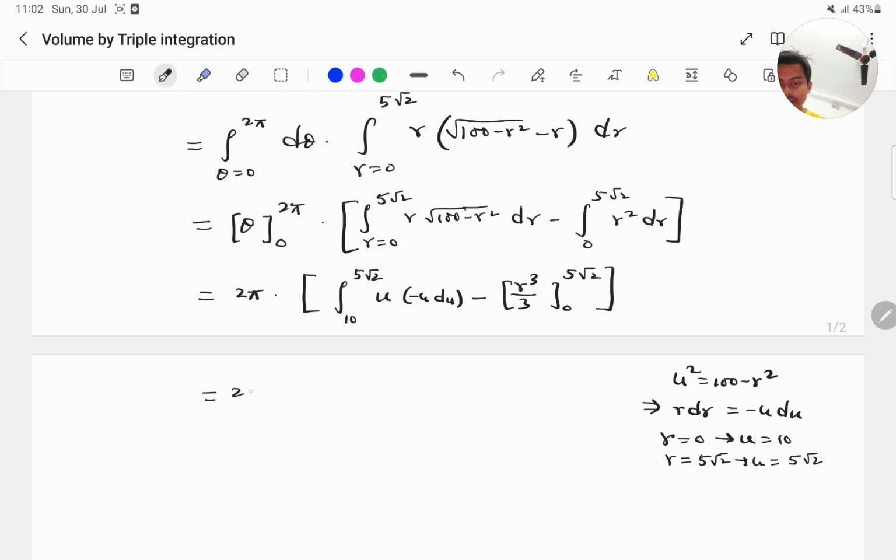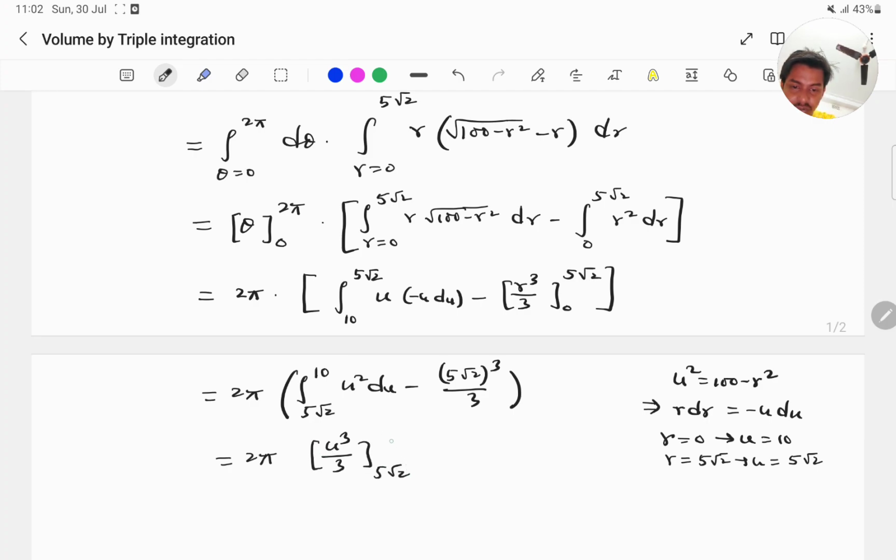So what should we get here? We get 2 pi, and if you integrate, it will be from 5 root 2 to 10 of u square du, minus, if you multiply, you get here 5 root 2 whole cube divided by 3. So then what should we get? This is 2 pi, and then this is u cube by 3, from 5 root 2 to 10, minus, if you use your calculator a little bit, you can see this.